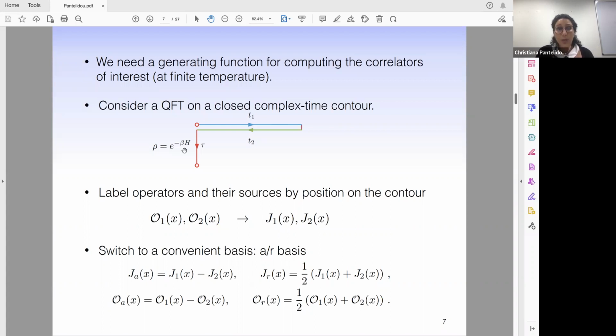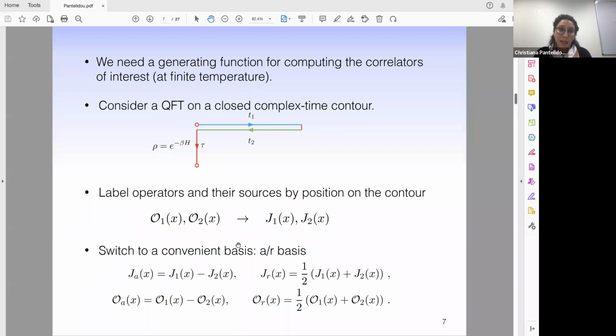And in what follows, I will do operator insertions on the 2 Lorentzian segments, but not on the Euclidean segment. So whenever I insert an operator on segment 1, I will call it O1, and the corresponding source will be J1. And if I insert something on segment 2, I will call that O2 and the corresponding source J2. Now, you might be wondering about this T final. So T final doesn't really matter as long as it's big enough so that all the insertions that I want to do fit in the contour.